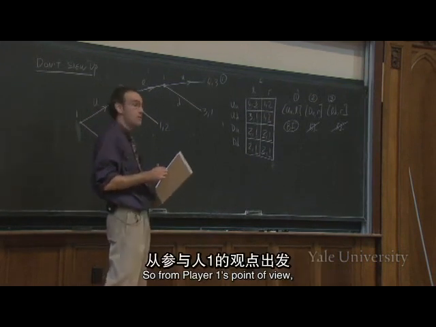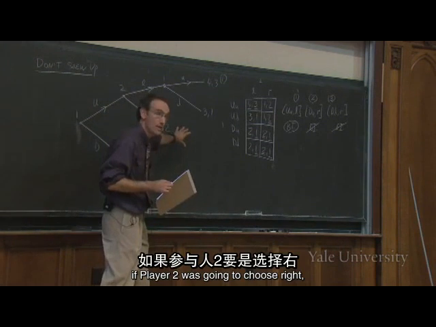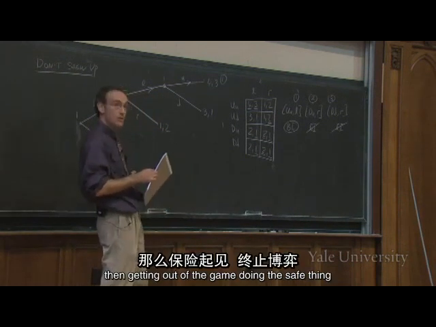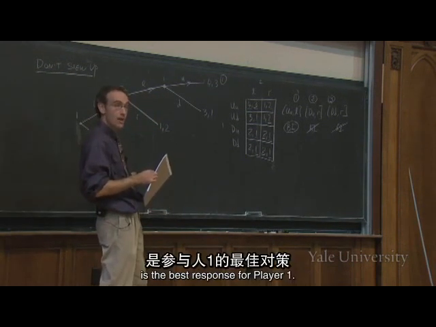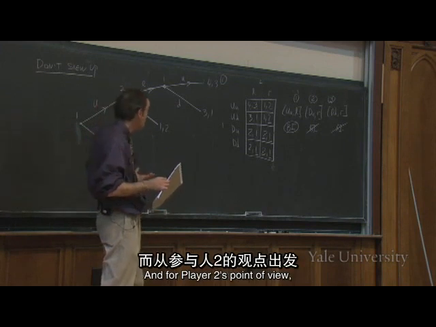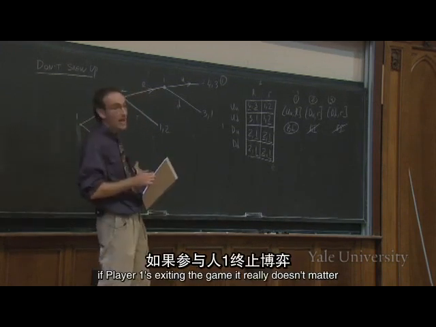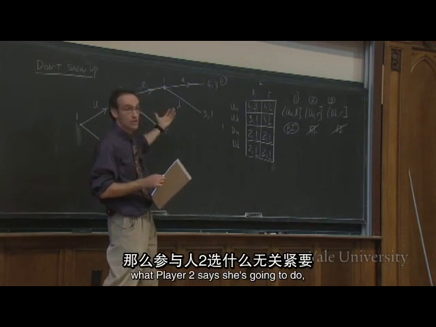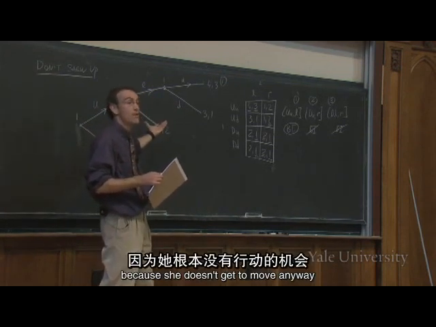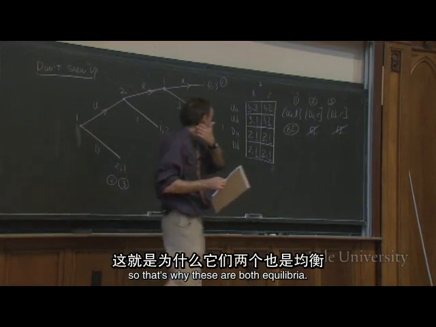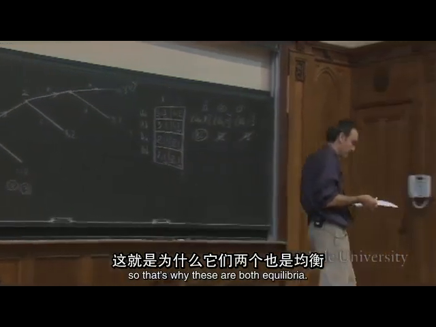Right, so from player 1's point of view, if player 2 was going to choose right, then getting out of the game, doing the safe thing, is the best response for player 1. And from player 2's point of view, if player 1's exiting the game, it really doesn't matter what player 2 says she's going to do, because she doesn't get to move anyway. All right, so that's why these are both equilibria.